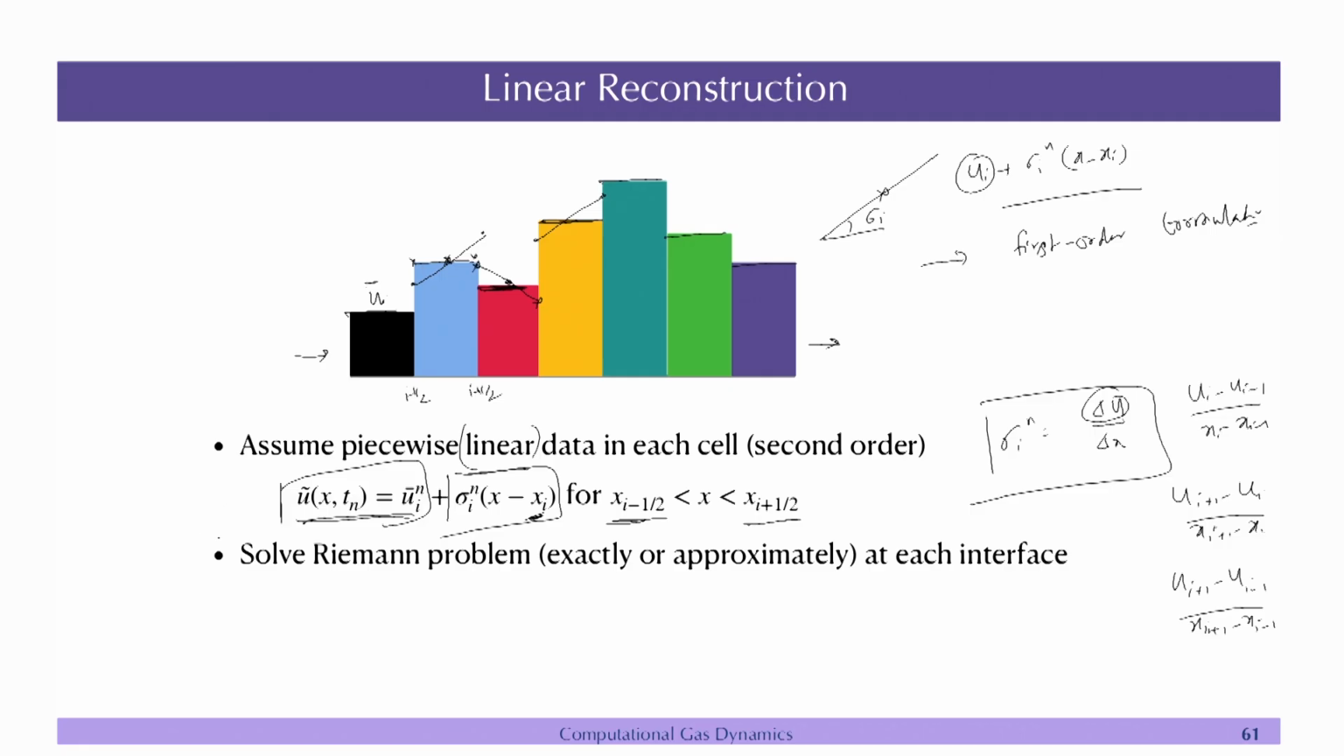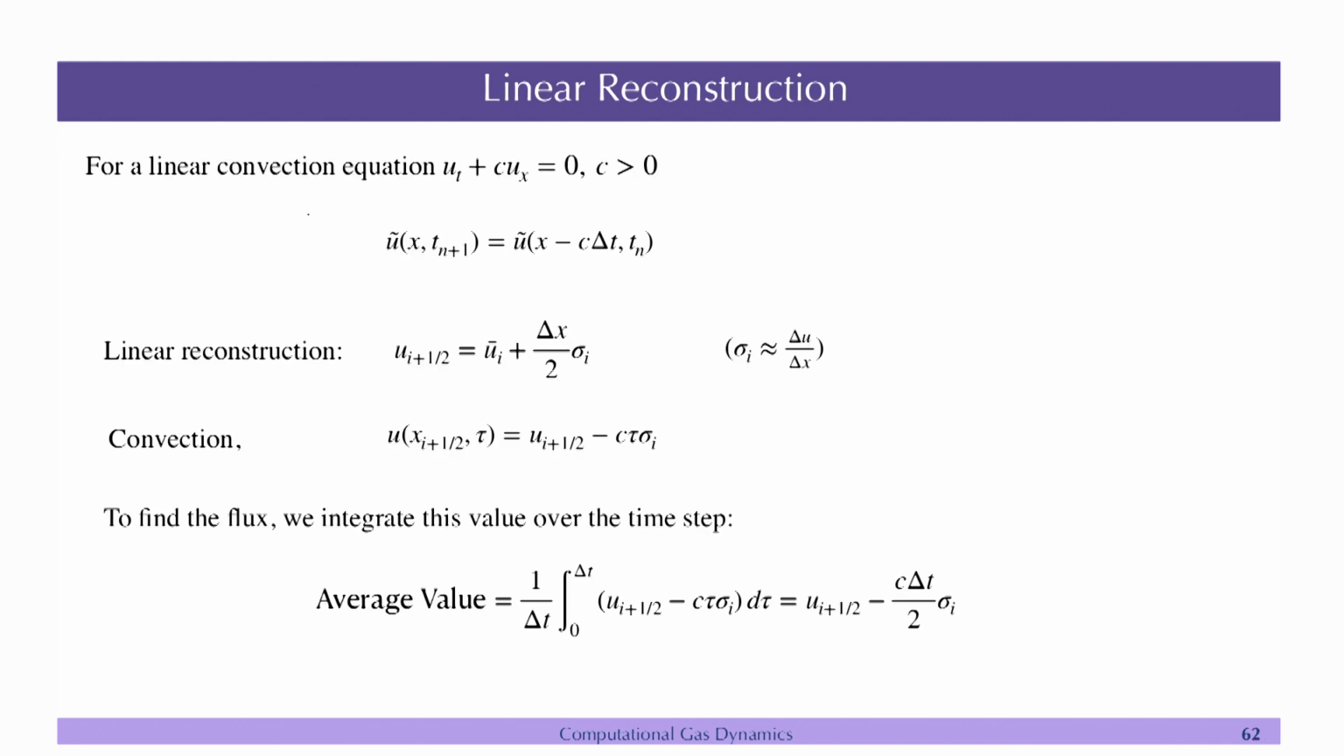So, the idea will be to assume the linear variation and then we can solve the Riemann problem from whatever value that you get from the interface. You will get something from the left, something from the right, okay, and solve the Riemann problem at every interface. Okay, what happens when you have the linear reconstruction?